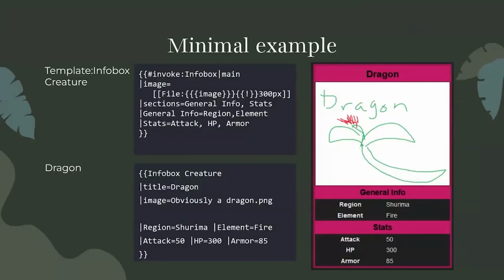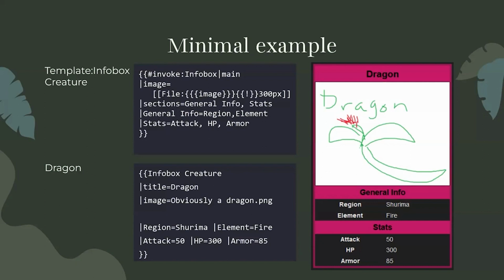So here's a minimal example. This is not any kind of implementation of the Infobox framework, but this is kind of our wish list for what we really, really want wiki admins to be able to define, and then how we want wiki editors to be able to use that definition afterwards.